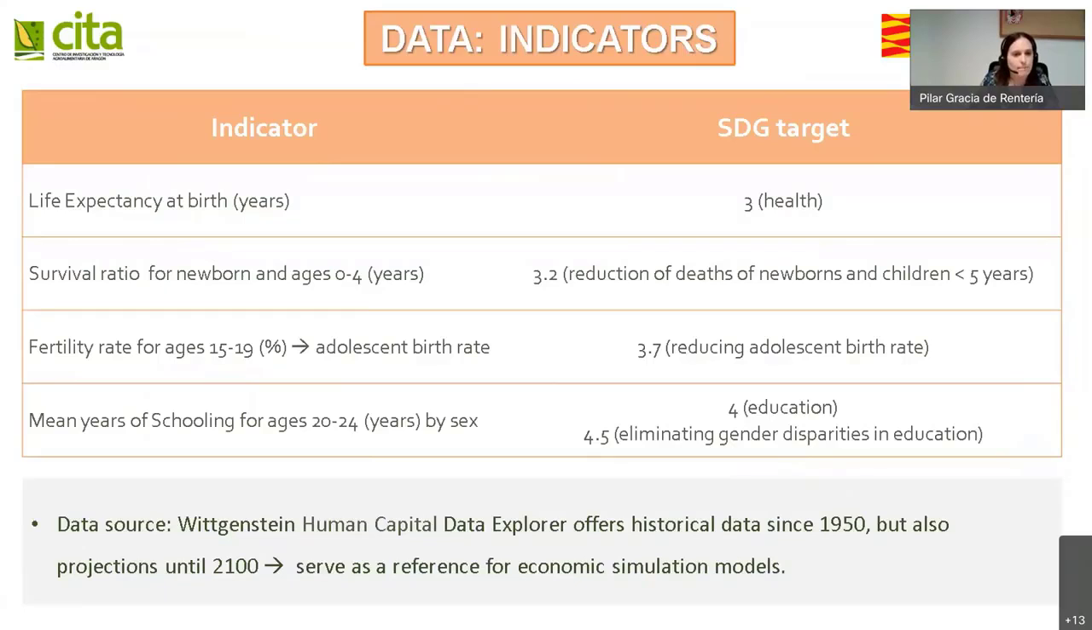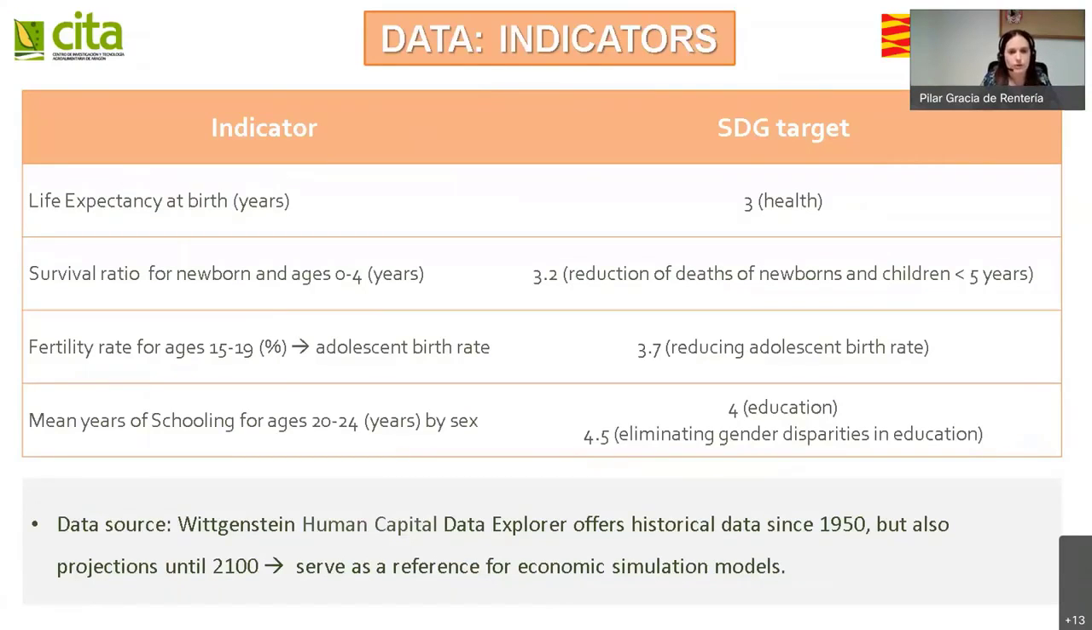And third, we also select the fertility rate for women between 15 and 19 years old in order to measure the target 3.7 of the SDGs. And also regarding the education goals, we consider the mean years of schooling for people between 20 and 24 years old, trying to cover the school-age population. And this indicator was considered both for male and for female population. So we can also obtain the gender gap in mean years of schooling, which relates to target 4.5.